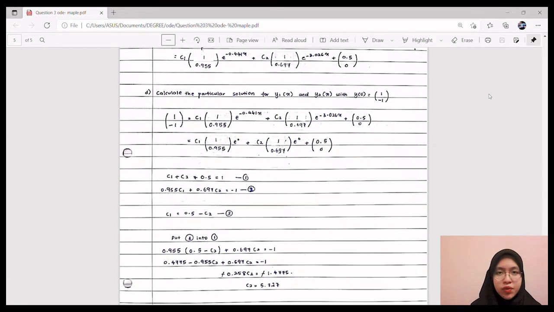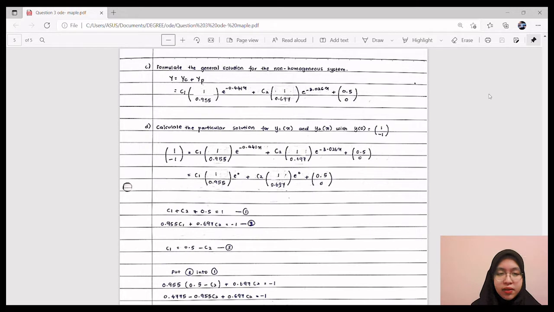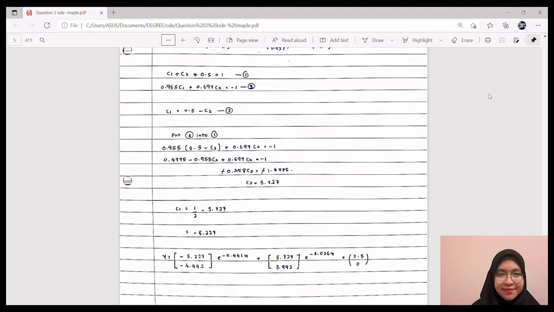Now we go to question C. First, we formulate the general solution for the non-homogeneous system. Then we go to question D. Calculate the particular solution for y1x and y2x with y0 is equal to 1 over negative 1.